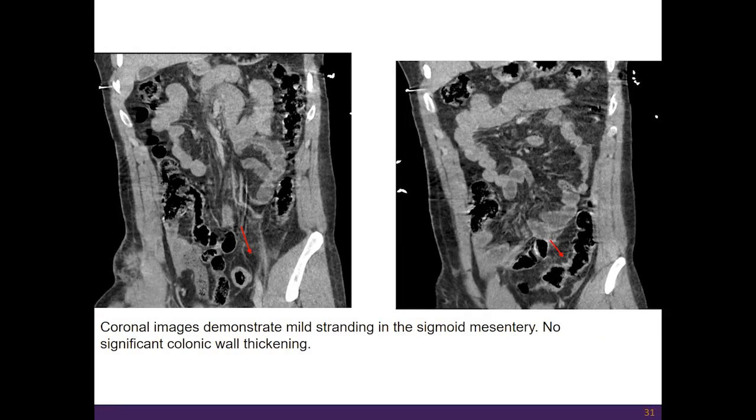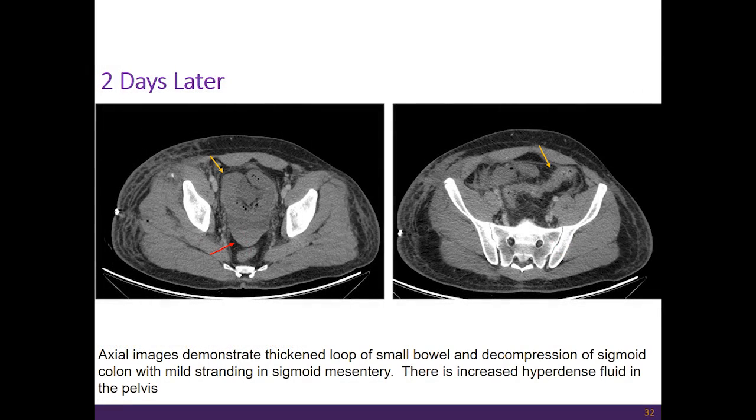The coronal images demonstrated some mild stranding in the sigmoid mesentery. There was no significant colonic wall thickening. But then 2 days later, now this loop of small bowel is thickened. The sigmoid was decompressed, and there's a little bit of stranding in the sigmoid mesentery, but now there's more increased hyperdense fluid in the pelvis.